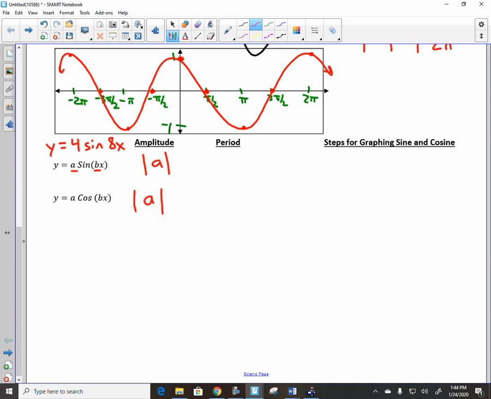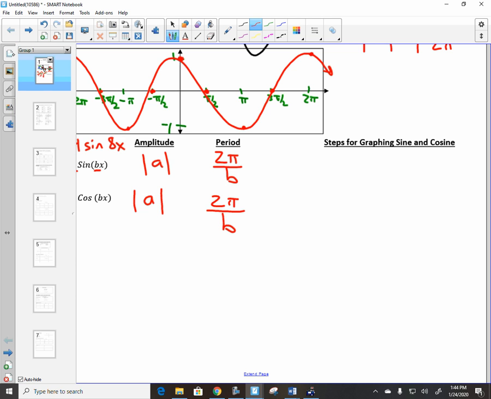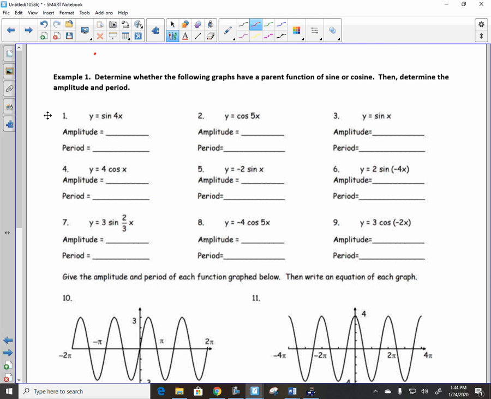The second thing that we do is we identify the period. The period is 2 pi divided by whatever b is. B is the number that is multiplying x. For both sine and cosine. Our goal on Monday is going to be able to graph sine and cosine, where we just change the amplitude and the period. Everybody have that written down? Okay, so we'll try this activity and we'll end with this for today.